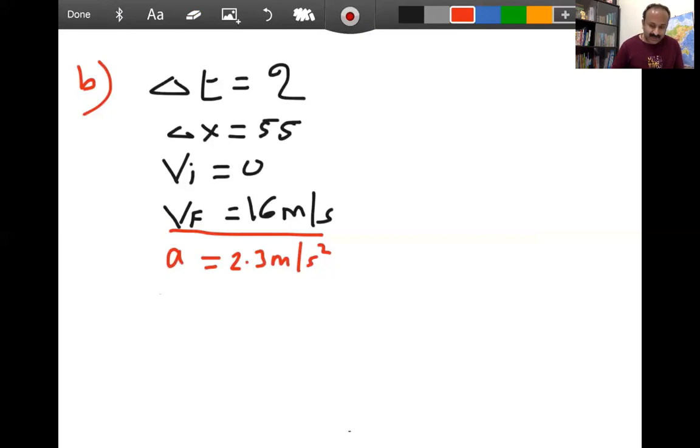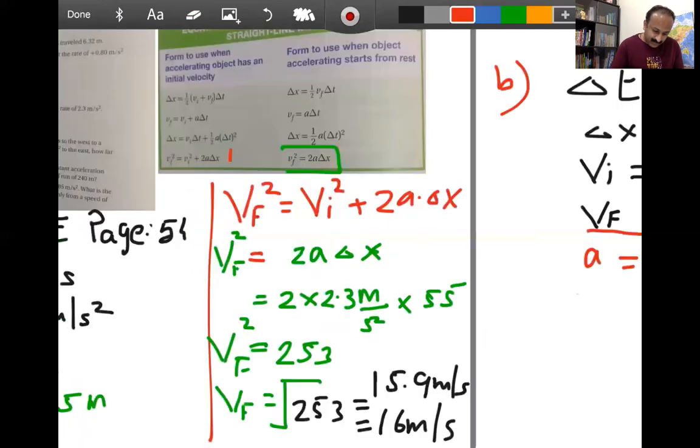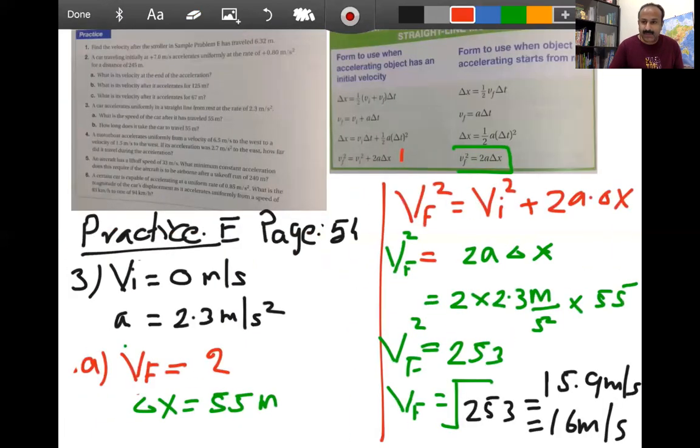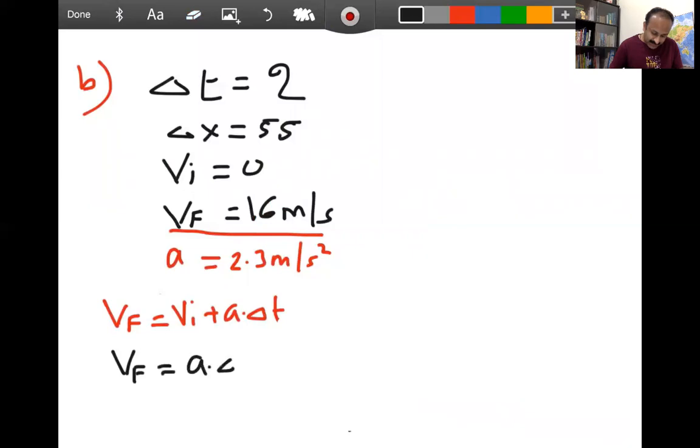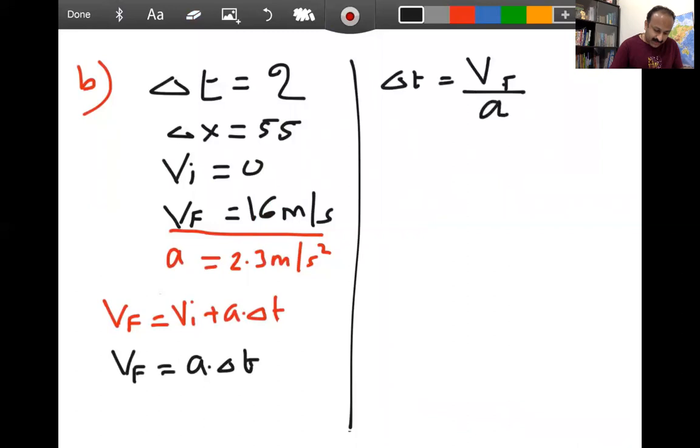So the easy equation is, if you look at the second equation, Vf is equal to Vi plus a delta t. That is the easy equation for solving this one, because you are looking for time. And since you start from rest, your Vi is 0. So this equation reduces to Vf is equal to a delta t. You are looking for time, so delta t will be Vf divided by a.